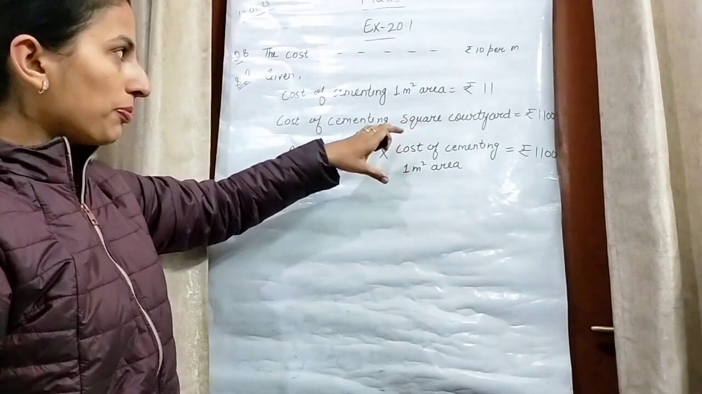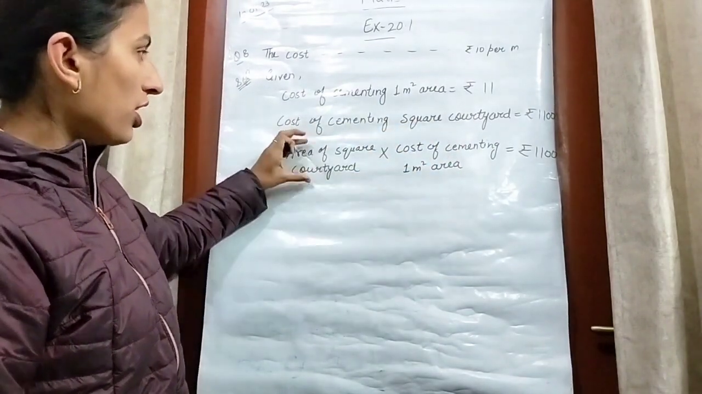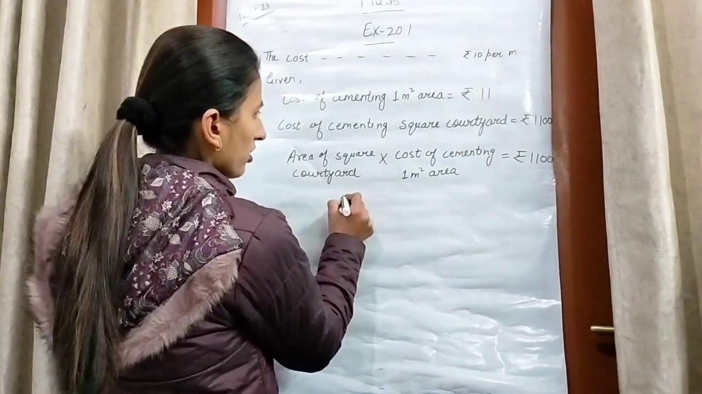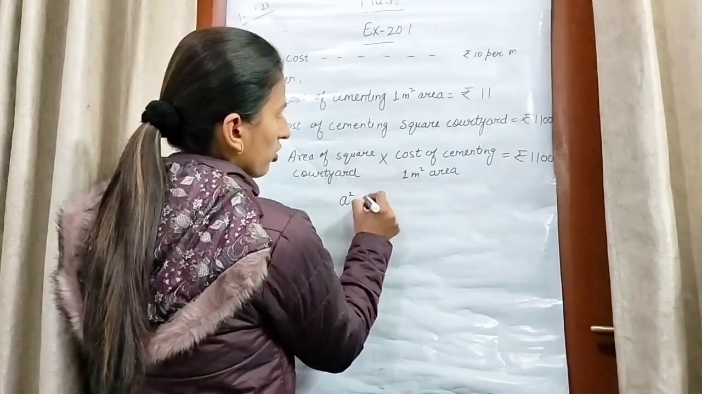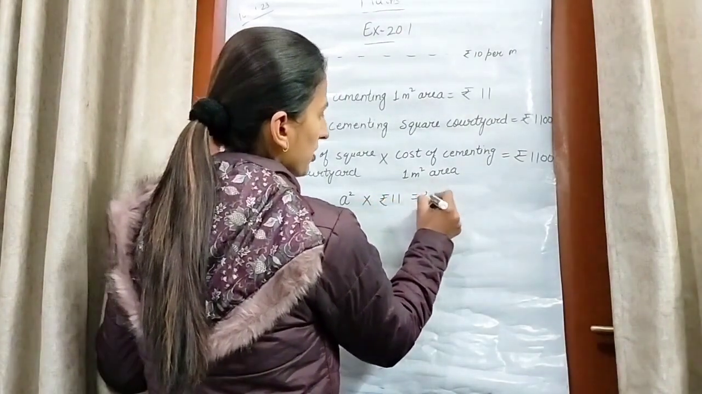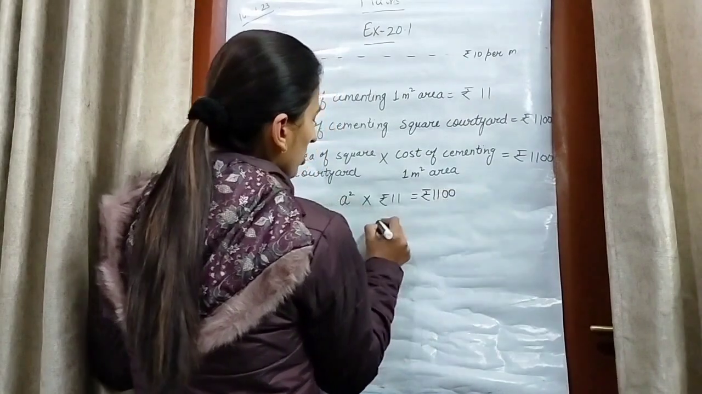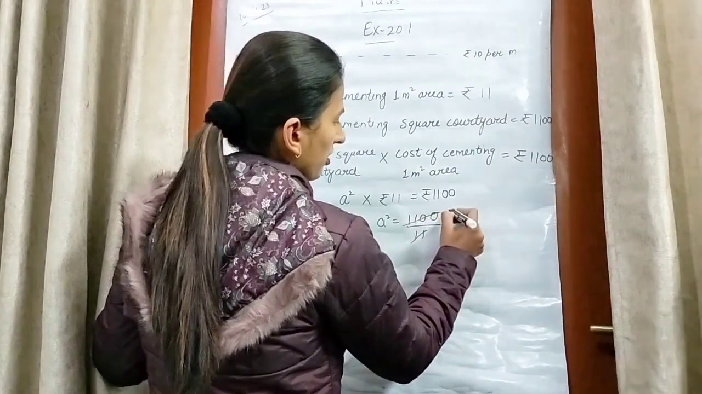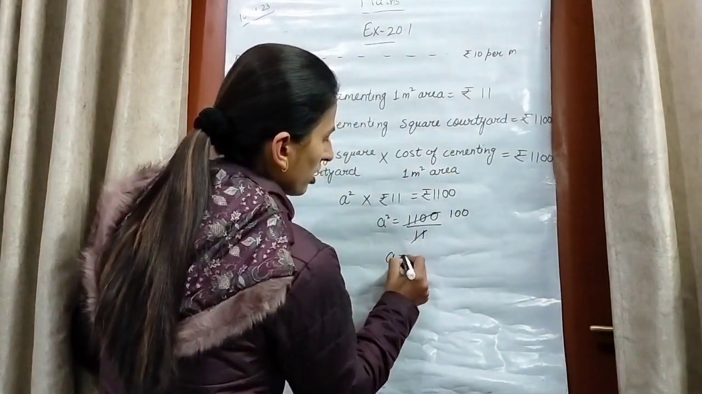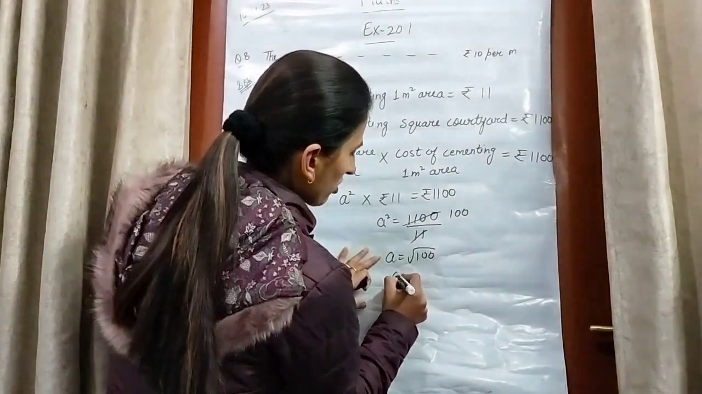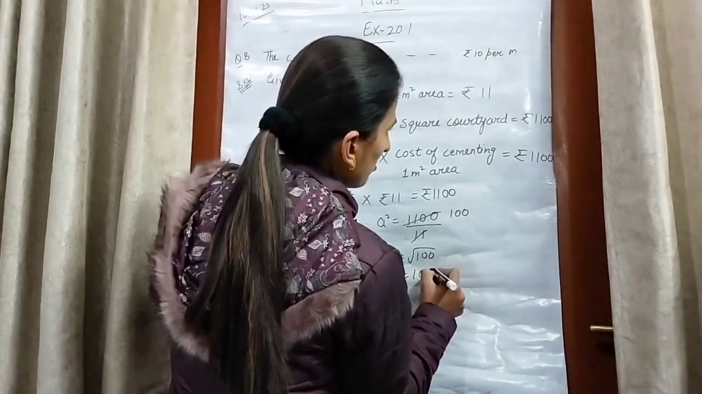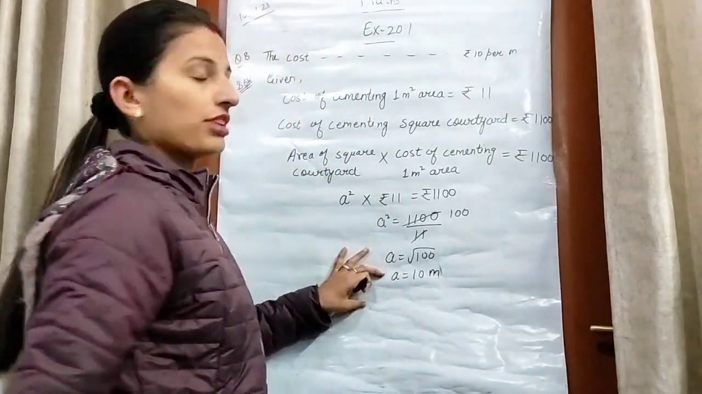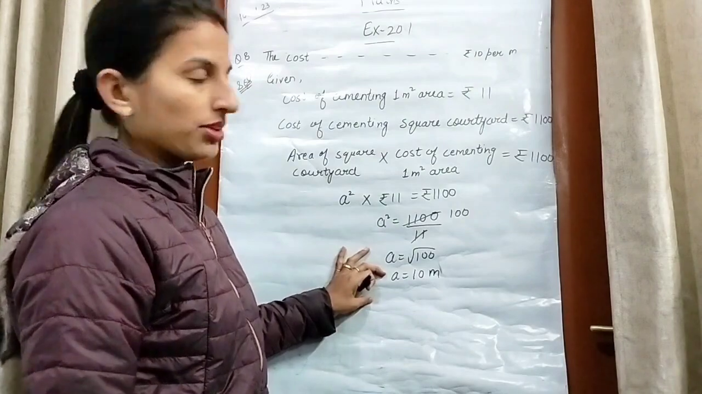So how you can replace this cost of cementing the square courtyard by area of square into cost of cementing 1 meter square area. Area of square is side square, and cost of cementing is given rupees 11, and it is rupees 1100. So a square equals 1100 upon 11, it will be 100. So a equals under root 100, so a equals 10. Sorry, it's a side, so side a equals 10 meter.